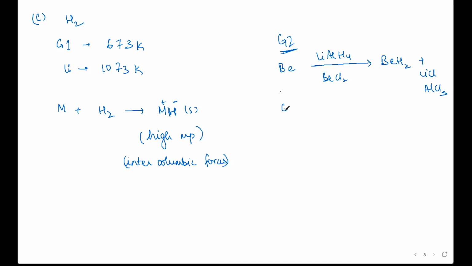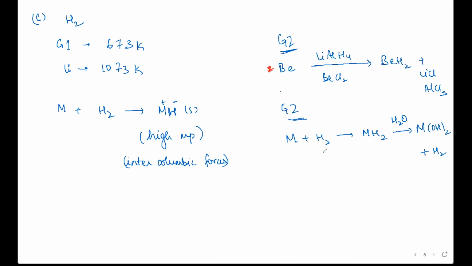But all the other group 2 metals react with hydrogen with heat, forming hydrides. And these hydrides, on dissolving in water, form metal hydroxides. So the only exception in reaction with hydrogen is beryllium.